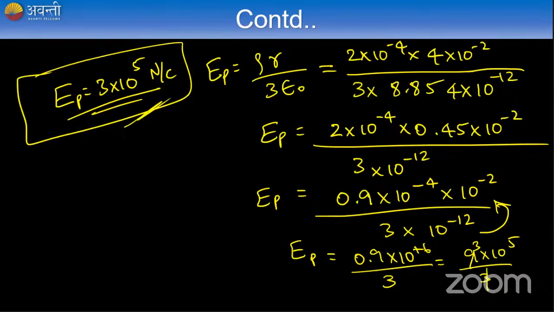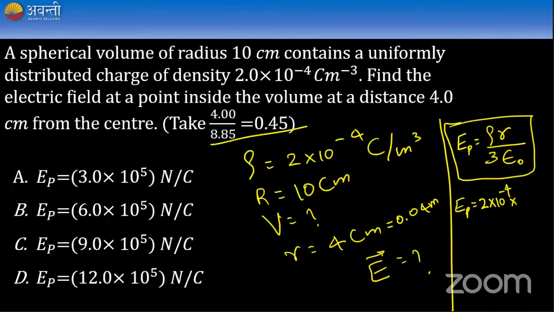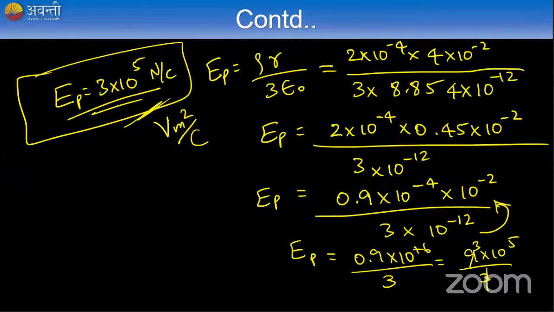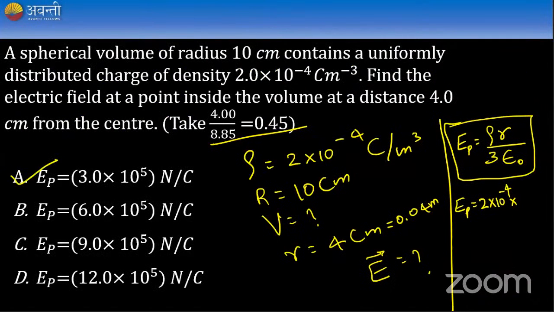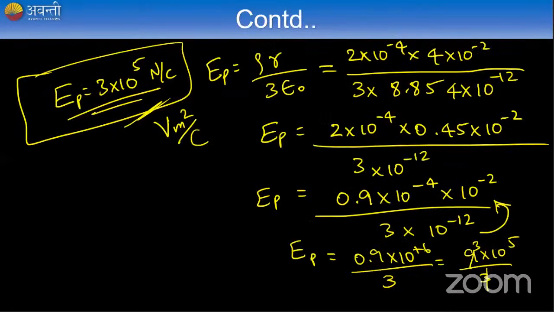Or if not newtons per coulomb, then volt meter square per coulomb. Okay, it's newtons per coulomb. So option A is the right answer, guys. I hope it was understood. Any doubts? So this is direct substitution, guys, if you remember the formula. Yes, Ramakrishna already got it correct.